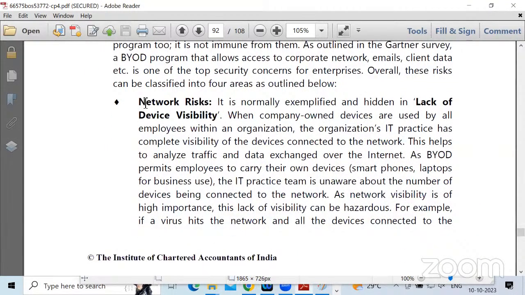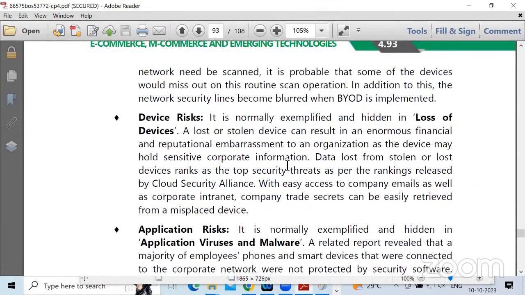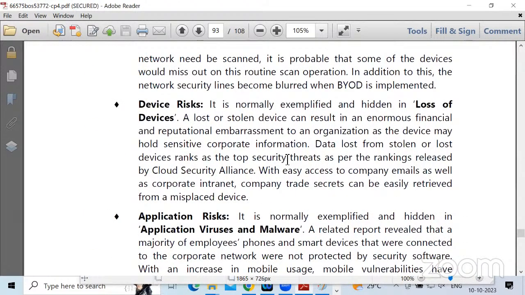Threats. Network risk, so lack of facility. What do you mean by lack of facility? 100 computers are connected. You are bringing your computer as 101. So the maintenance people or the network administrator or the system administrator do not know which computer is located where. That is a network risk. So if any problem arises, he cannot guess or fix where the problem is prevalent.